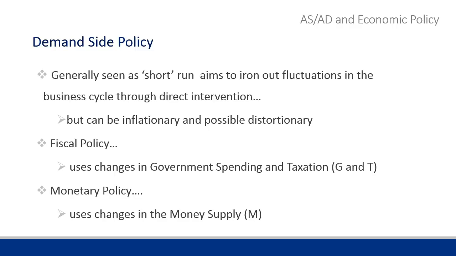Look at demand side policy, generally seen as short run, it aims to iron out fluctuations in the business cycle through direct intervention. But the problem with demand side policy is it tends to be inflationary rather than deflationary. It gives us higher prices, so it's seen as a less disciplined economic policy. Fiscal policy is changes in government spending or taxation, that's G or T, and monetary policy is using changes in the money supply.